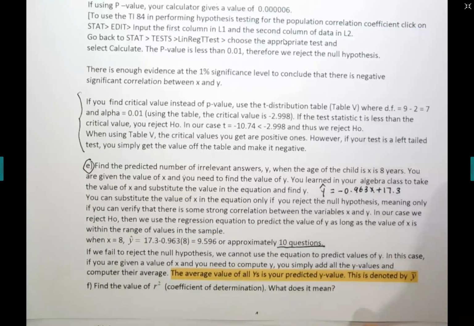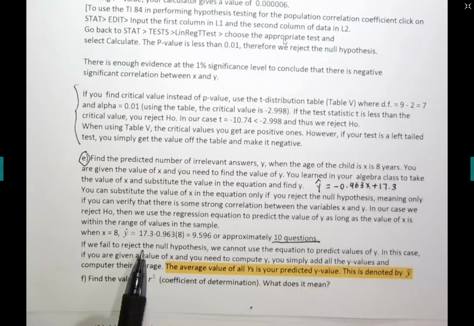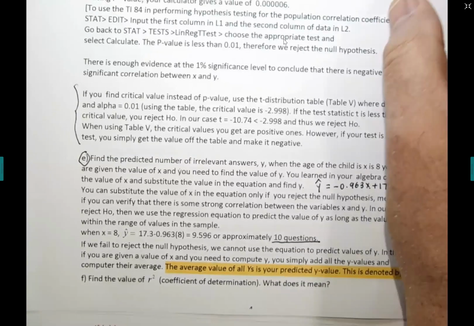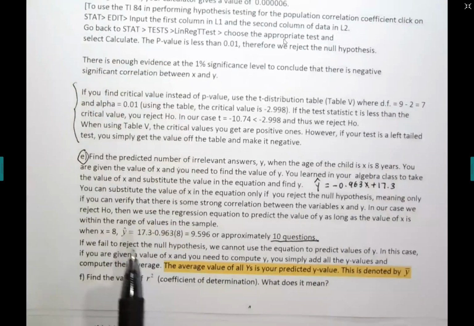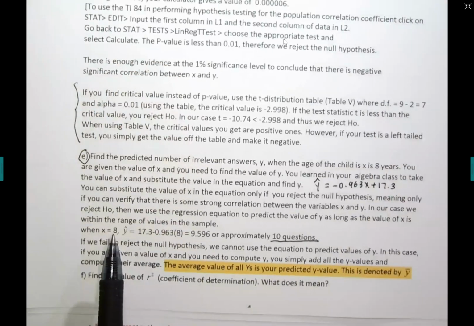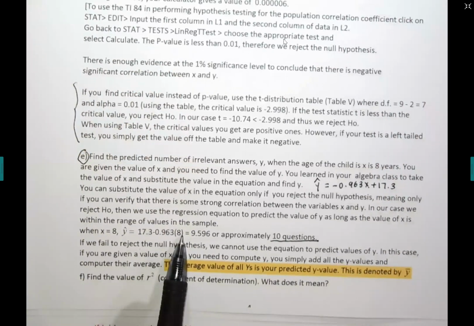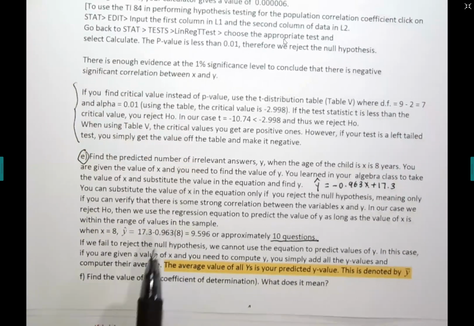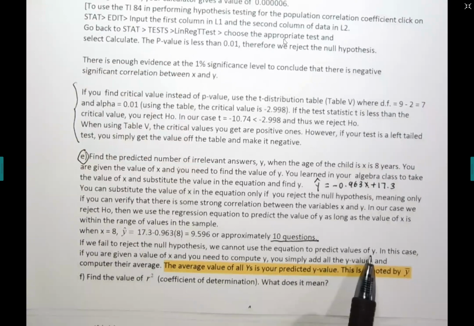Now, if we fail to reject the null hypothesis, let me bring this to your attention. If you are asked to answer this question, you would not be able to plug in x equals 8 in the equation. So what do you do instead? I put a statement here: if we fail to reject the null hypothesis, we cannot use the equation to predict values of y.